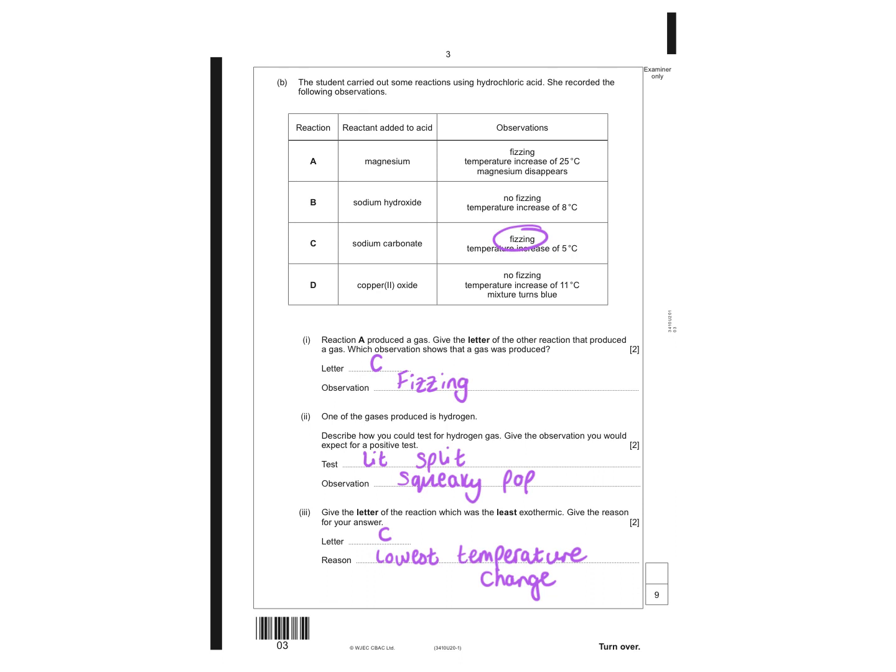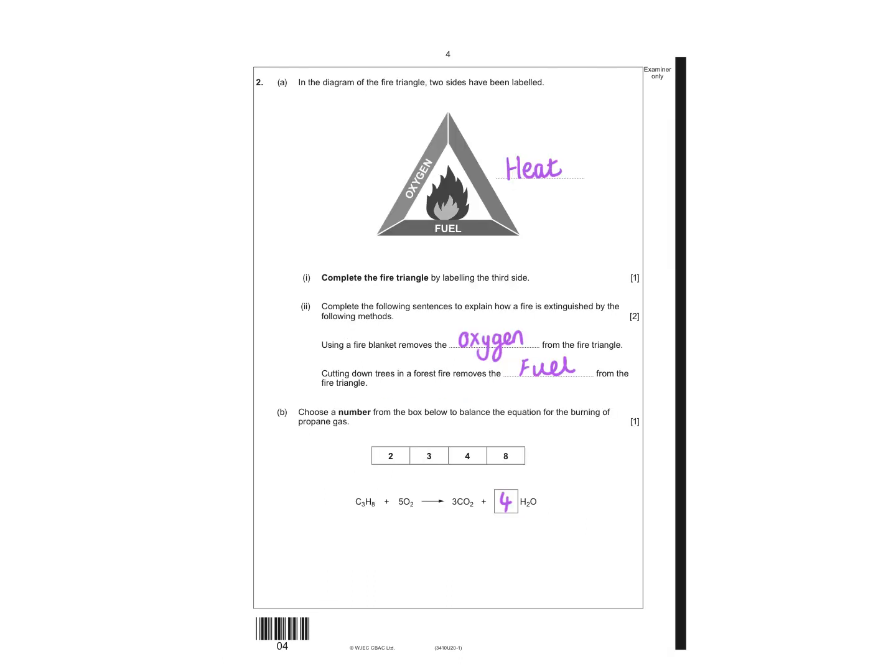One of the gases produced is hydrogen. Describe how you test for hydrogen. The test is a lit splint, and the observation would be a squeaky pop. Give the letter of the reaction which is the least exothermic. So least exothermic is going to be the lowest temperature increase. So that's going to be C again, because it's got the lowest temperature change.